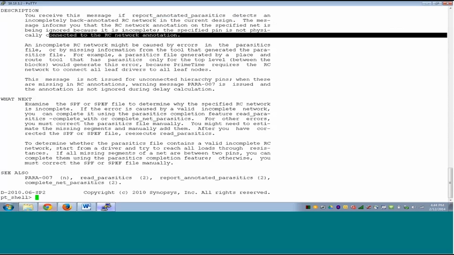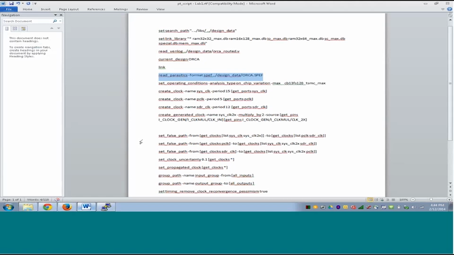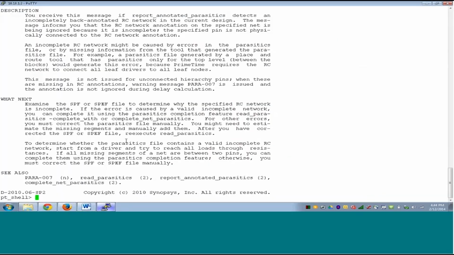So we have now read the parasitics. Now we are not working at a wire load model level, we are working at an RC level. Now we will set the operating condition, and this is very important, on chip variation. We will set it to on chip variation. The analysis type is on chip variation, and this is the operating condition.